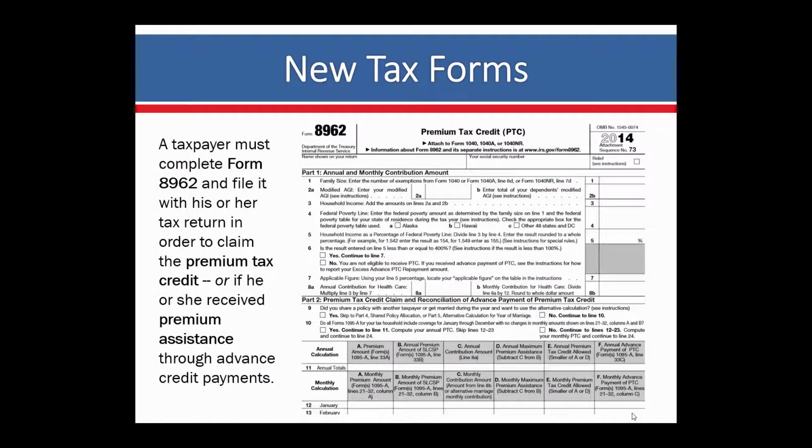As we just said, the taxpayer will receive Form 1095-A from the marketplace. The taxpayer must complete Form 8962 and then file it with his or her tax return in order to claim the premium tax credit, or if he or she received premium assistance through advanced credit payments.